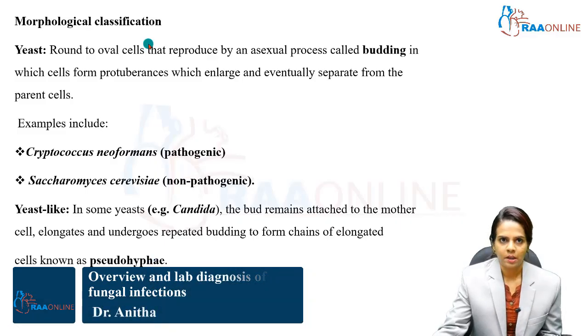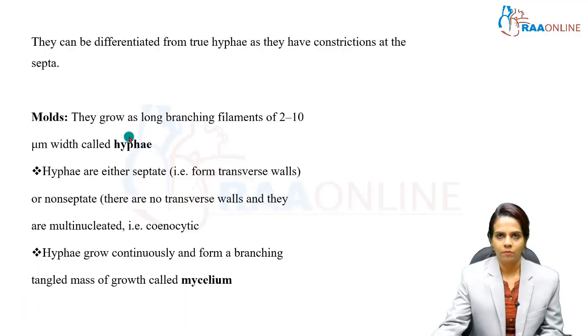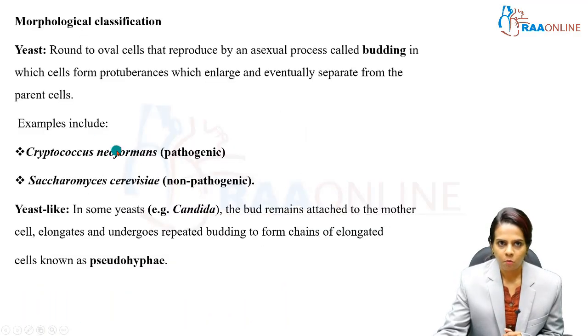Morphological features, these are categorized into 4 types, that is yeast, yeast-like, mold, and finally dimorphic fungi. Okay. So based on the morphological features, these are categorized into 4 types.